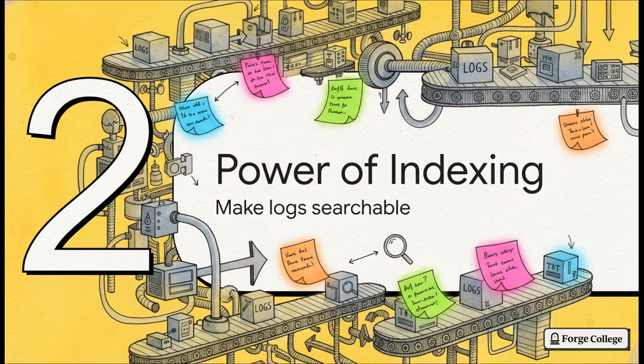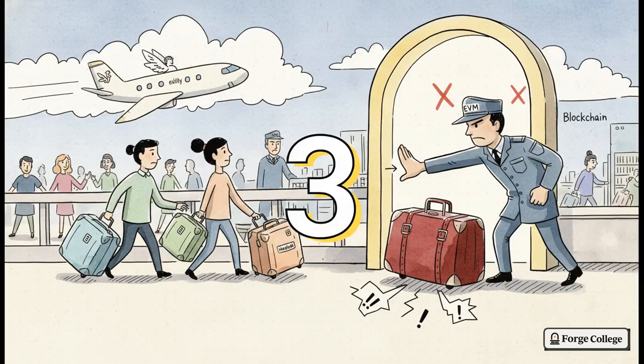Moving right along to Section 2, the power of indexing. Think of these as high-visibility neon sticky notes for the EVM. Take a look at this giant number here, 3. 3 is a magic number when it comes to Solidity events, and it's a hard, non-negotiable limit. You can only have a maximum of 3 indexed parameters per event.